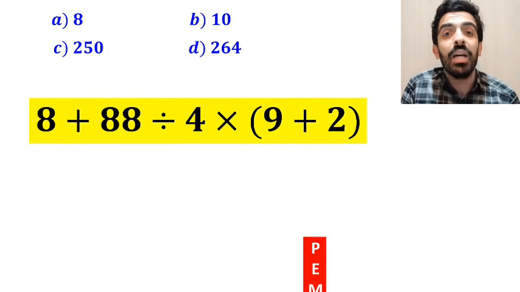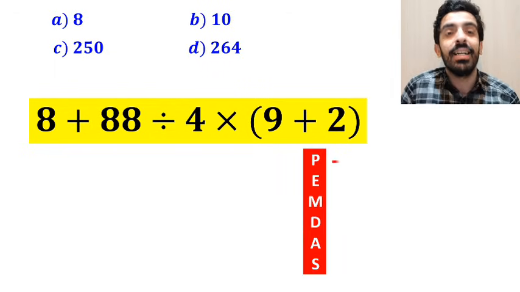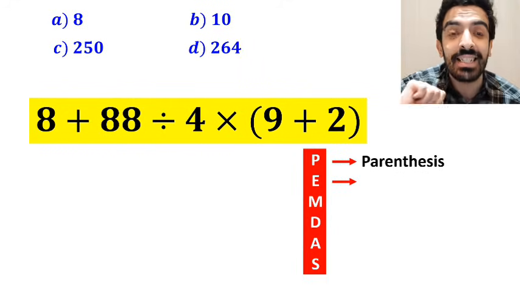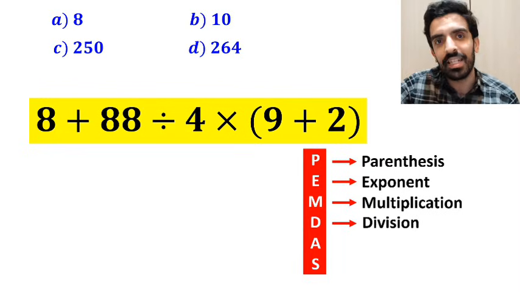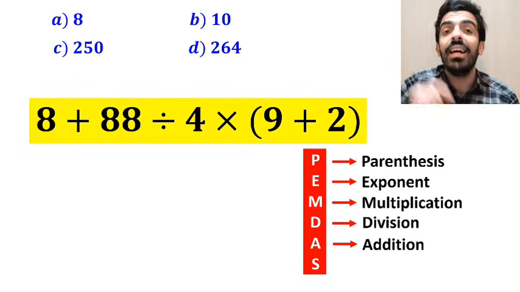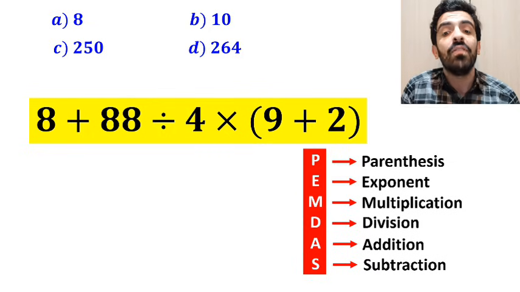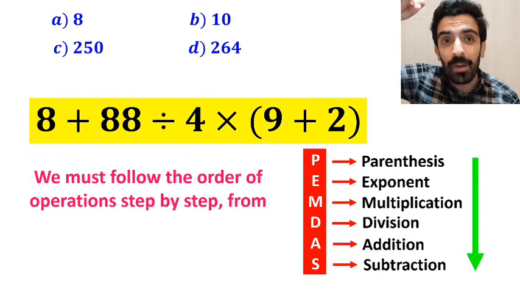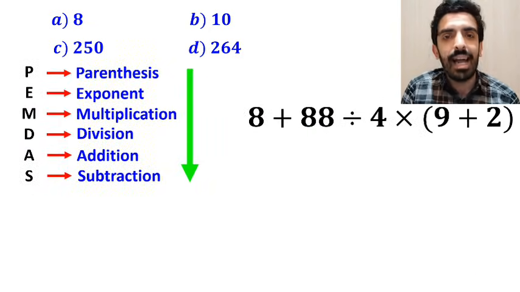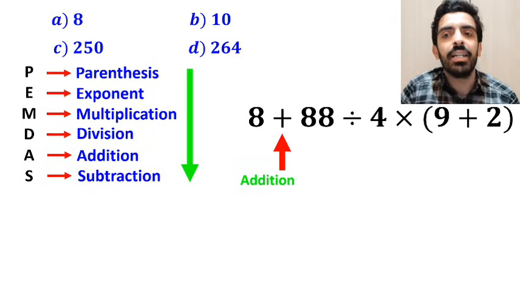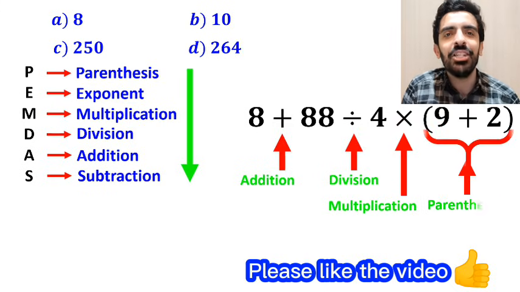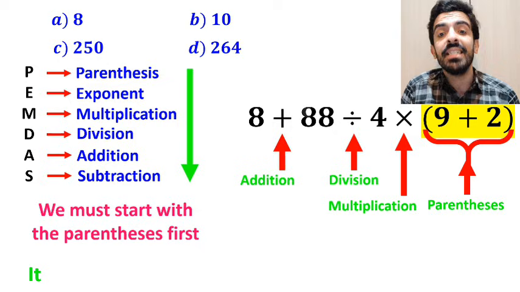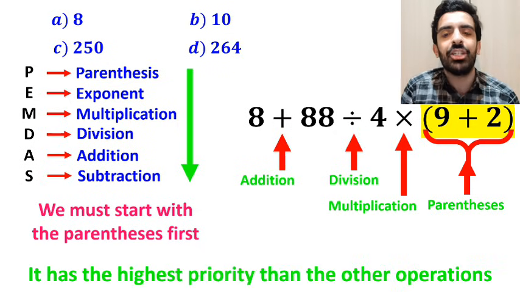To solve this question, we must follow a rule that is called PEMDAS. In this rule, P stands for parentheses, E stands for exponent, M stands for multiplication, D stands for division, A stands for addition, and S stands for subtraction. We must follow the order of operations step by step from top to bottom. Alright, as you can see on the screen, in this expression, first we have an addition sign, then a division sign, followed by a multiplication, and finally parentheses. We must start with the parentheses first, because it has the highest priority among the other operations.